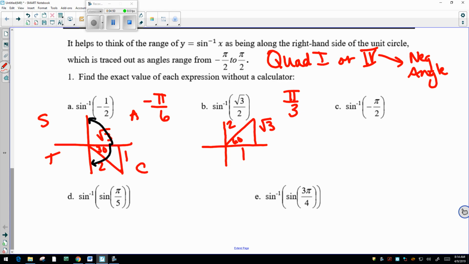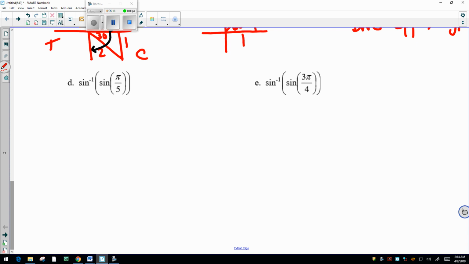Looking at letter C. So I need the angle whose sine ratio is negative pi over 2. Now when we think about this, that's saying that the opposite side is pi and the hypotenuse is 2. That can't happen. There's no way that can happen. This doesn't exist, and the reason is because I know my opposite side cannot be greater than the hypotenuse. So there's no answer on this.